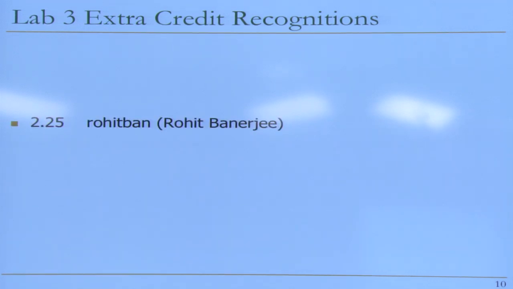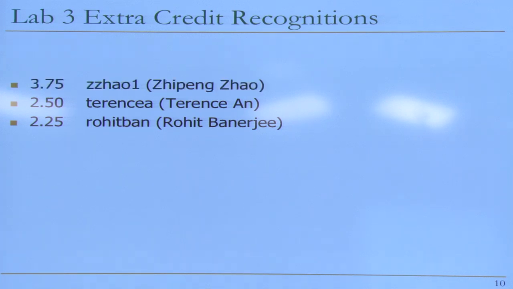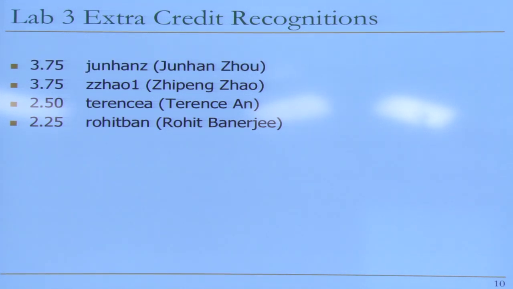This is for lab 3. I think this is number 5. Rohit? Is Rohit here? He's not here. OK, not today. But this is the percentage in the entire course grade that Rohit got, 2.25%. So he's already made up 1/6 of the midterm grade, if that's important. Terrence, he got 2.5. Jipang, there you go. And Jipang and Junhan actually have the same critical path.